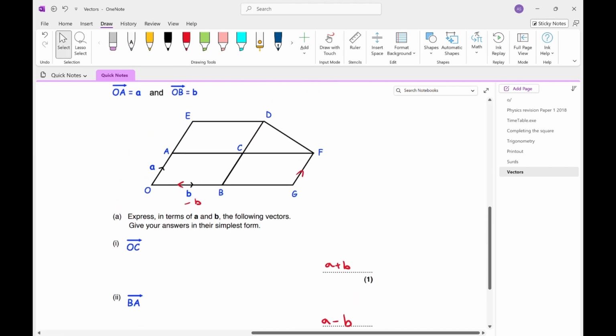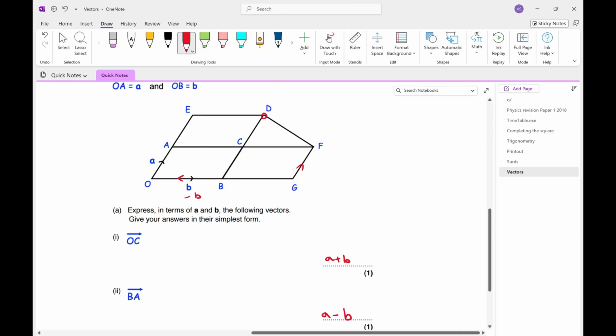Now, how do we work out D to F? Well, we look at D, we look at F. How could we do this? Well, we could take the long way around. So we got B facing this way, A facing this way, another A, a B, and another A. So what does this give us?